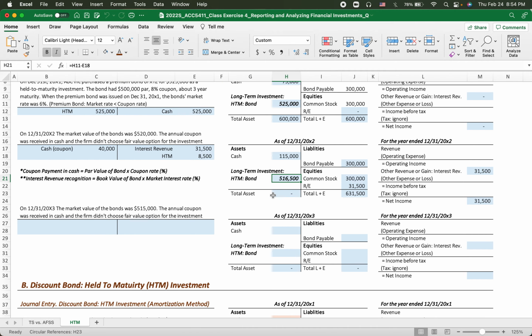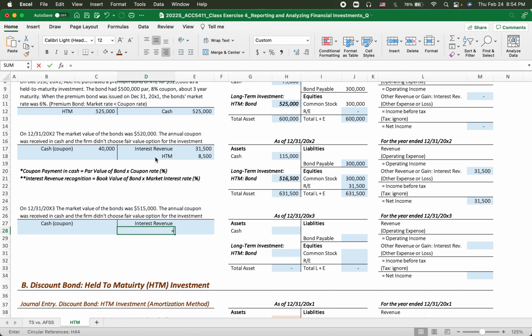Now next, we have to sum these two up. Okay, good. And then next, the market value of the bond was 515,000. Again, the market value doesn't matter because held to maturity follows the amortized cost method, not the fair market value method, right? So here, one more time, cash. Okay, let's put just the same.